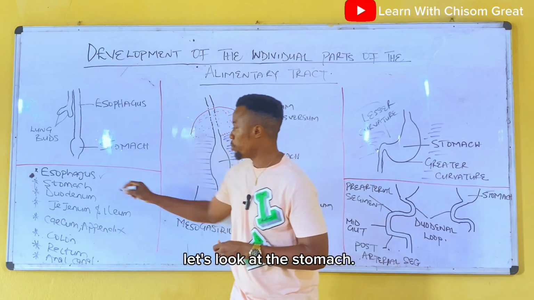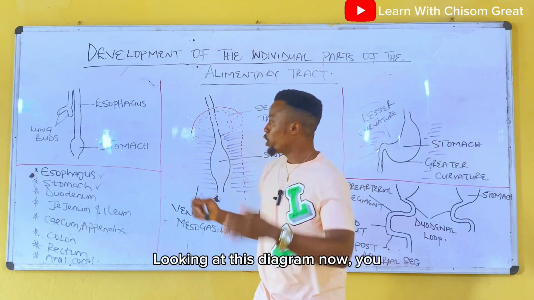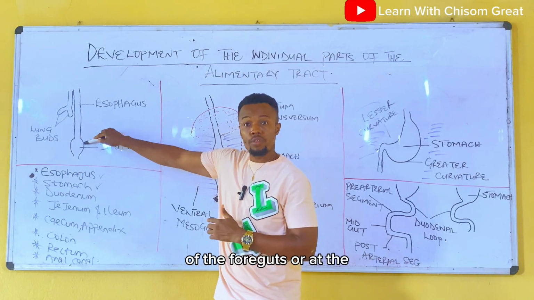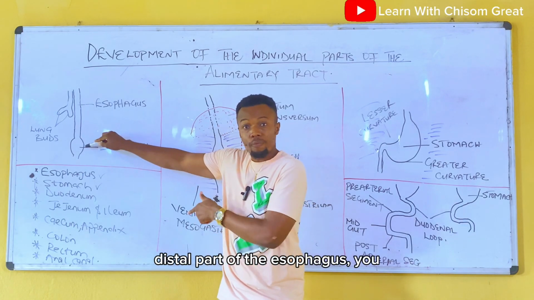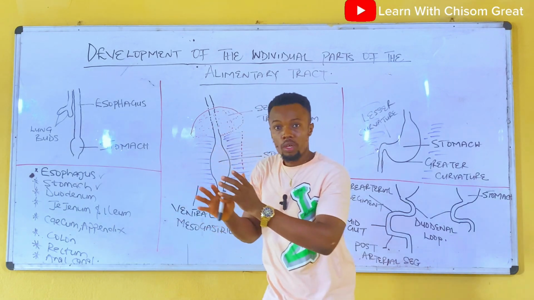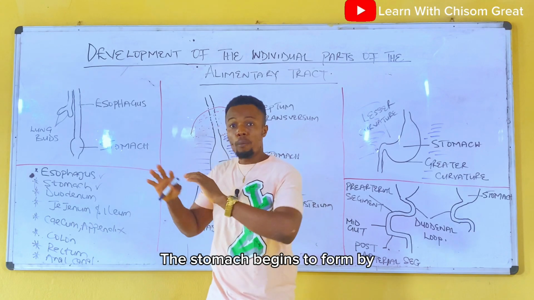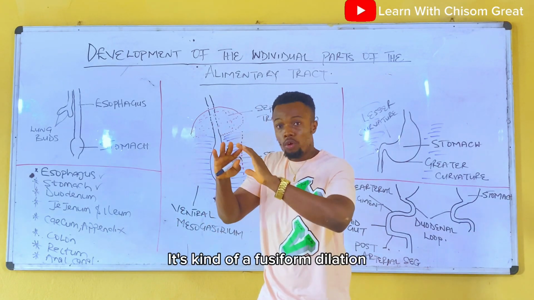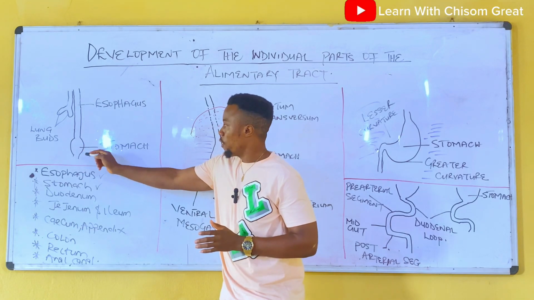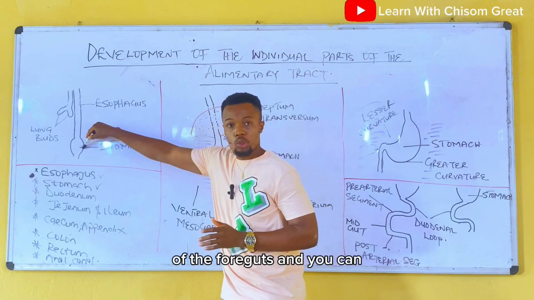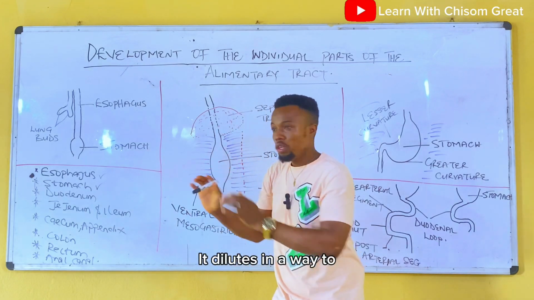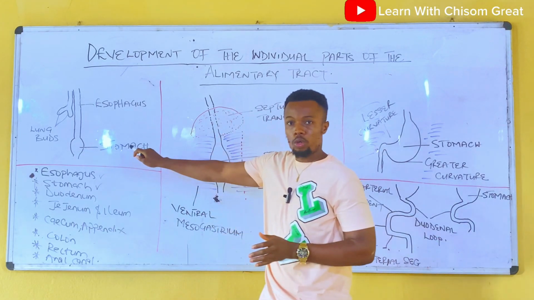So let's look at the stomach. Looking at this diagram now, you can see at the distal part of the foregut, or at the distal part of the esophagus, how the stomach begins to form. The stomach begins to form by a kind of fusiform dilation of the distal part of the foregut. So this is the distal part of the foregut, and you can see the fusiform dilation. It dilates in a way to give rise to the stomach.